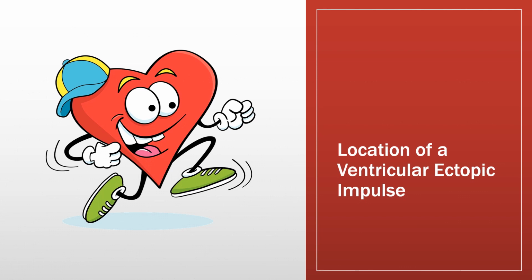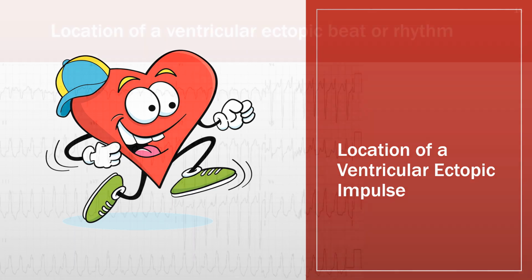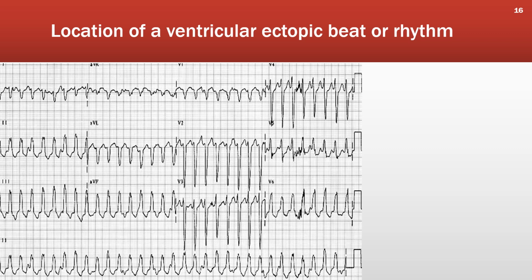Now let's take a look at how the precordial transition can give us a hint as to the location of a ventricular ectopic impulse. Okay, let's take a look at this ECG here. We obviously have a wide complex tachycardia, but we would like a hint as to which ventricle is the source of this ventricular tachycardia.